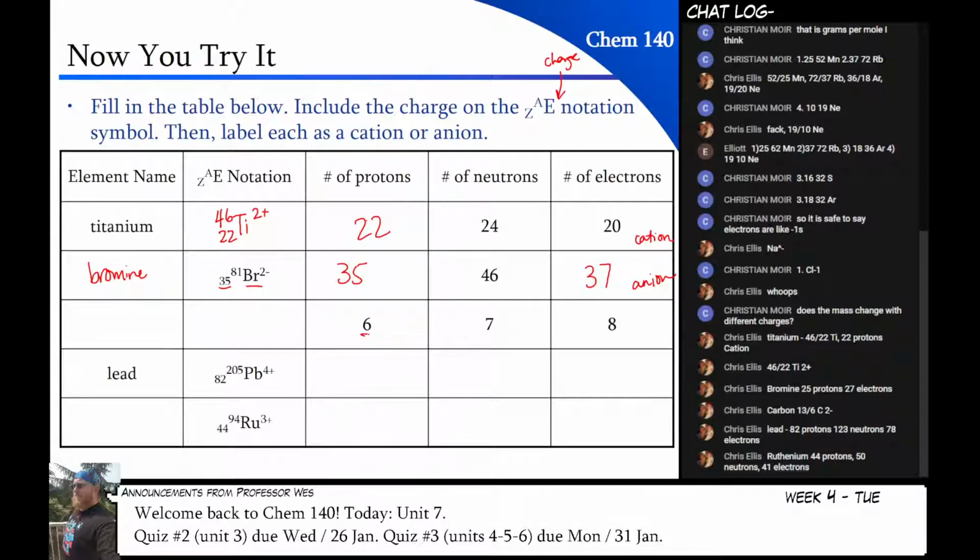For the third one, this is the number of protons, so that means it must be carbon. Number of neutrons would be 7. Mass number would be protons plus neutrons, so 6 plus 7 is 13. 8 electrons is 2 more electrons than protons, so this is also an anion with a charge of -2.